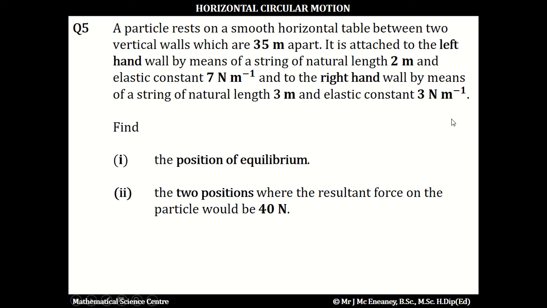Question 5. A particle rests on a smooth horizontal table between two vertical walls which are 35 metres apart. It is attached to the left-hand wall by means of a string of natural length 2 metres and elastic constant 7 newtons per metre, and to the right-hand wall by means of a string of natural length 3 metres and elastic constant 3 newtons per metre.